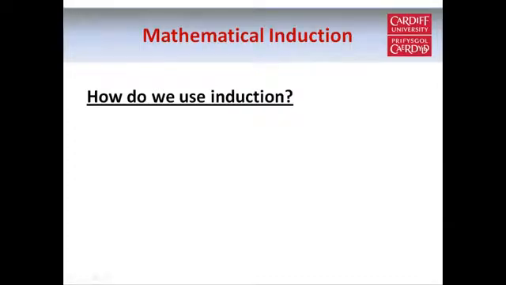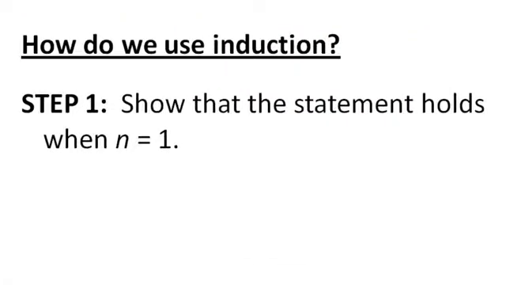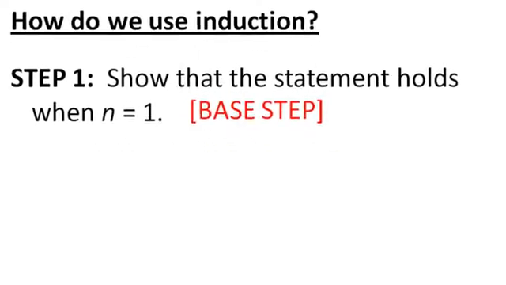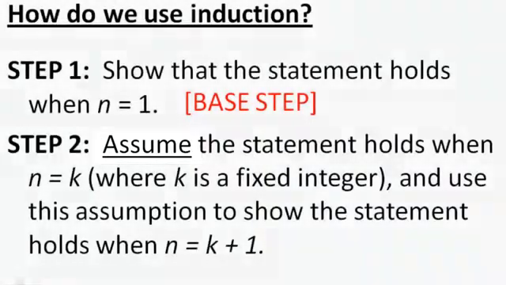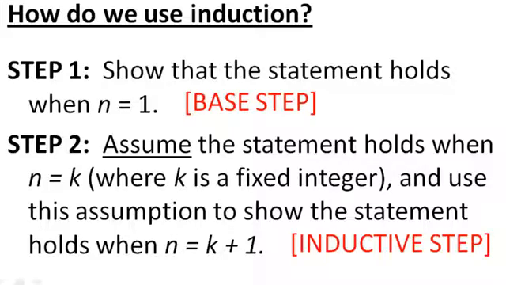Well, it's really a two-step process, and we rely on the principle of induction that we saw a moment ago. So basically we have a statement which we're trying to prove for all natural numbers n. The first step is to show that the statement holds when n equals 1, and this is called the base step. And the second step is to assume the statement holds when n equals k for some fixed number k, and then use this assumption to show that the statement holds when n equals k plus 1. And this is called the inductive step. And that's all there is to it.